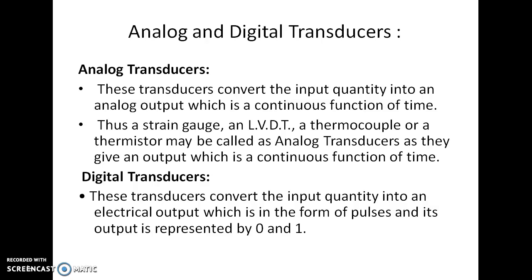Our next type of transducer is the digital transducer. These transducers convert the input quantity into an electrical output, which is a digital signal, in the form of pulses, and its output is represented by 0 or 1. The digital signal is represented by two digits, that is 0 and 1.